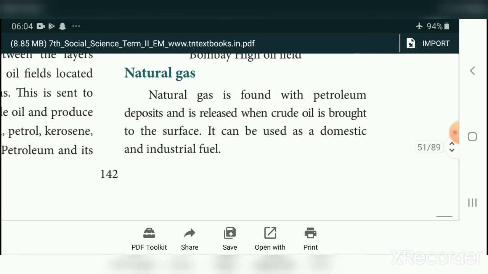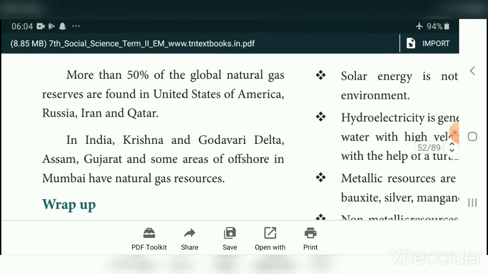The natural gas is found with petroleum. So along with petroleum, we can get natural gas. It is released when crude oil is brought to the surface. It can be used as a domestic and industrial fuel. More than 50% of the global natural gas reserves are found in the United States of America, Russia, Iran and Qatar. In India, the Krishna and Godavari Delta, Assam, Gujarat and some offshore areas in Mumbai have natural gas resources.